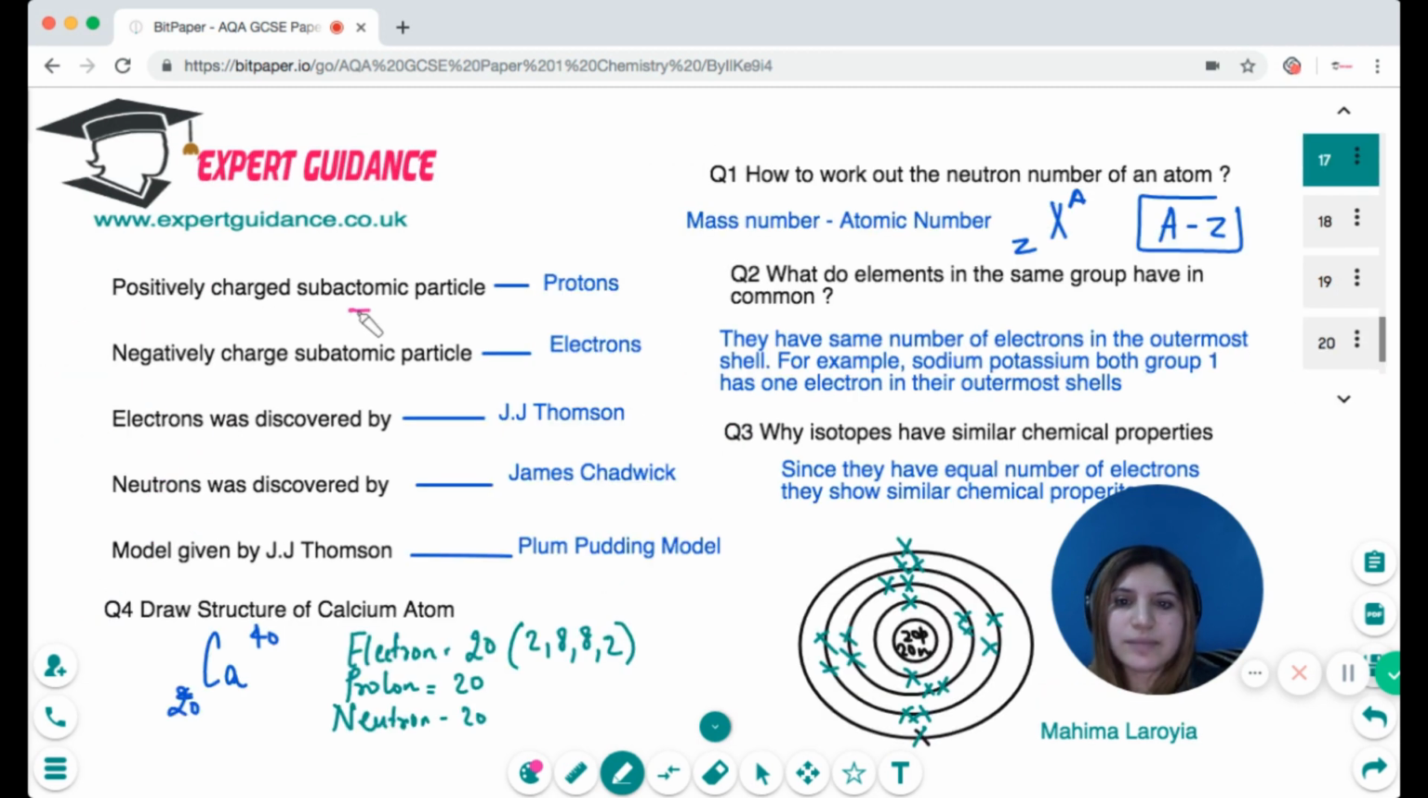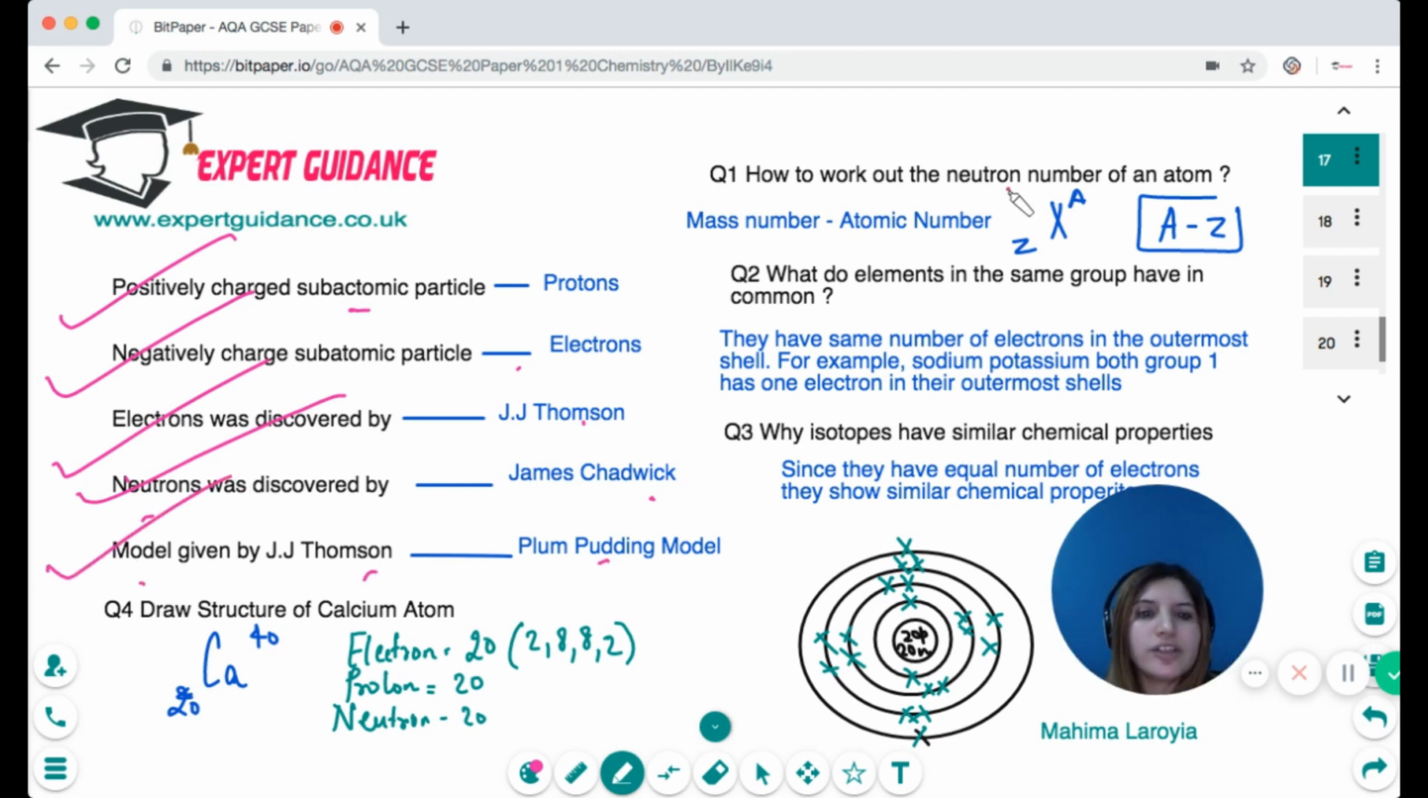The positively charged subatomic particle is the proton, the negatively charged is the electron. Electrons were discovered by J.J. Thomson, neutrons were discovered by James Chadwick. The model given by J.J. Thomson is the plum pudding model. How to work out the neutron number? It is the mass number take away the atomic number, so top number minus the bottom number. What do elements in the same group have in common? They have the same number of electrons in the outermost shell. For example, sodium and potassium both belong to group 1 and have 1 electron in the outermost shell.